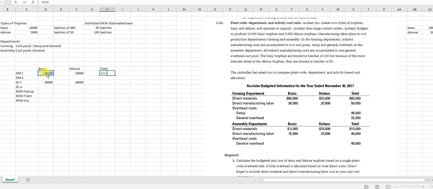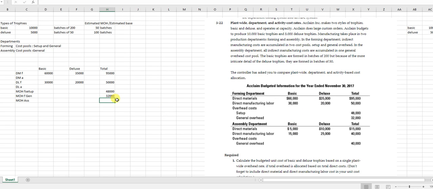I know that in the forming department I have materials of 95,000. I have $50,000 of labor, and I know that my manufacturing overhead is going to add up to 48,000 for setup, and it's going to add up to 32,000 for assembly. I just don't know how to split it up. So again, I probably should have kept them in the same order there, but hopefully you're following this. Then I'll show you the solution.